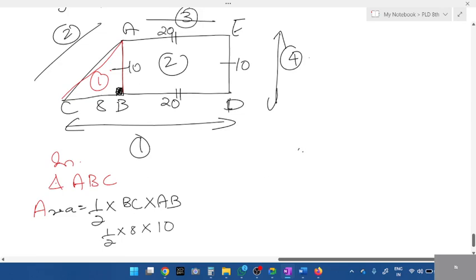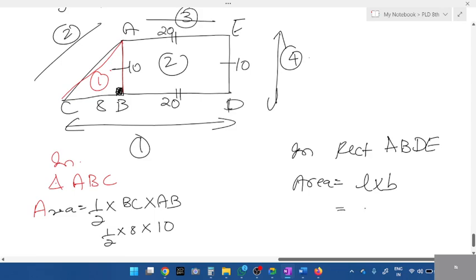Next, tell me which one you have to take. Next one, you have to write in the rectangle. Yes, in the rectangle. Which is the rectangle here? ABDE. In rectangle ABDE, what's the area, students? What is the area of a rectangle formula? No, wrong. Area is length into breadth. Calculate both the areas and tell me the total value.